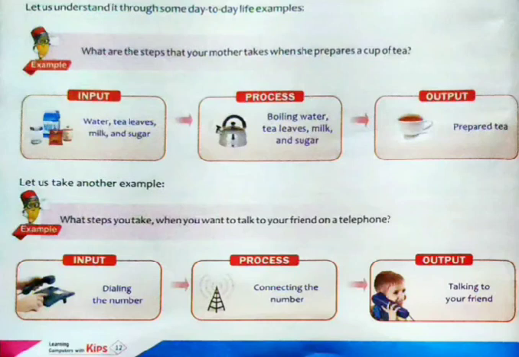When we want to talk to our friend, for that, first we have to dial his or her number on our phone. That means we are entering or we are inputting the number. Next process is, after inputting the number, connecting the number with the phone signal and then to our friend. It all comes under the process. Next, as output, we get the final result when we talk to our friend.